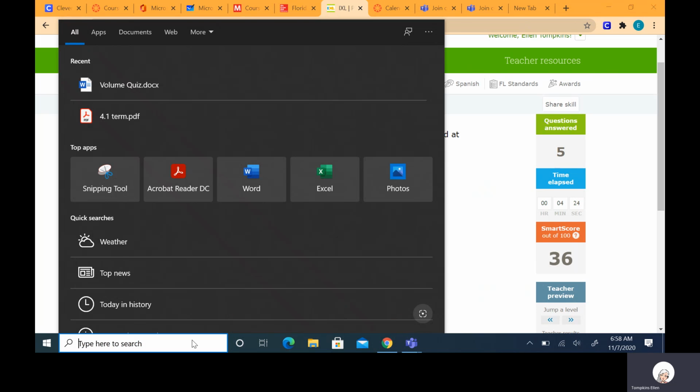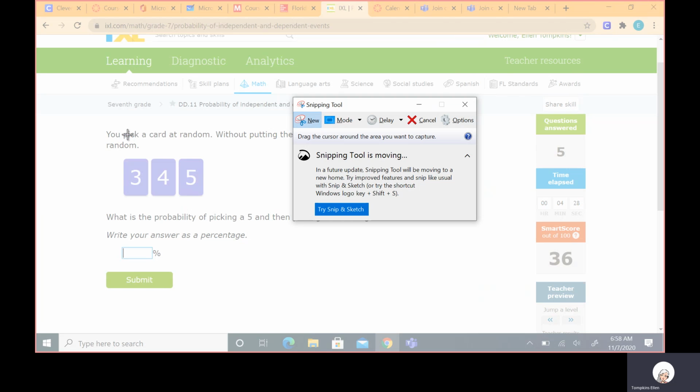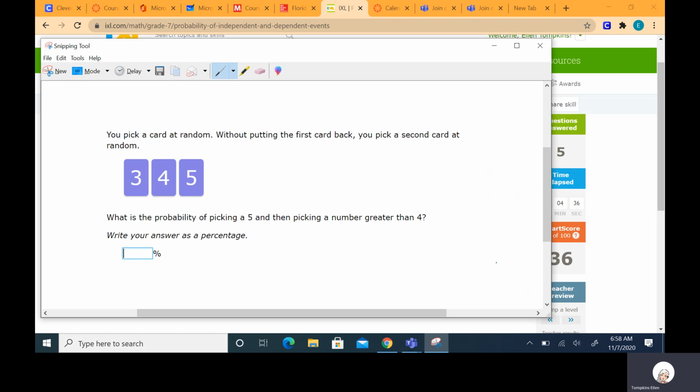So if we're not putting it back, are we resetting to original conditions, or are we creating new conditions? Let's see. We want to pick a 5 and then a number greater than 4. Well, if we pick the 5, that is 1 out of 3. Okay. But now I'm not putting it back. So I've taken the 5 out.